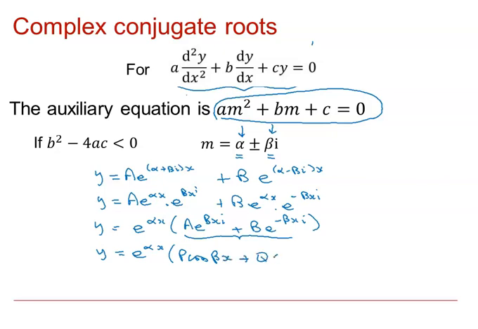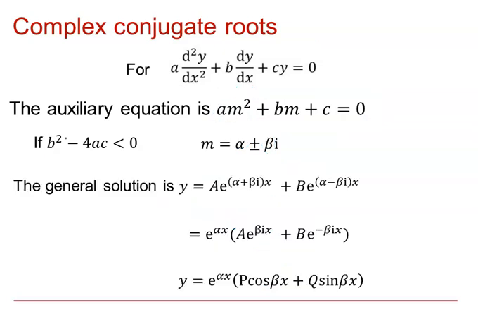plus Q sine beta x. So the real part of this complex number alpha appears here, and the imaginary part beta appears here. We still have the two constants P and Q in our general solution. So if the discriminant is negative, we could get an imaginary pair of roots, or as in this case we could get two complex roots.